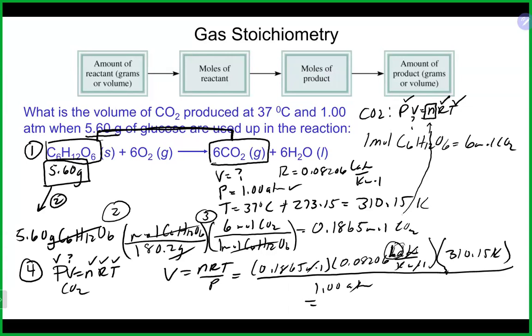If we do that, we'll end up with 4.74 liters, and that would be 4.74 liters of CO2. By the way, that would also be considered a theoretical yield in volume, and that would be our theoretical yield in this case. Any questions on that?